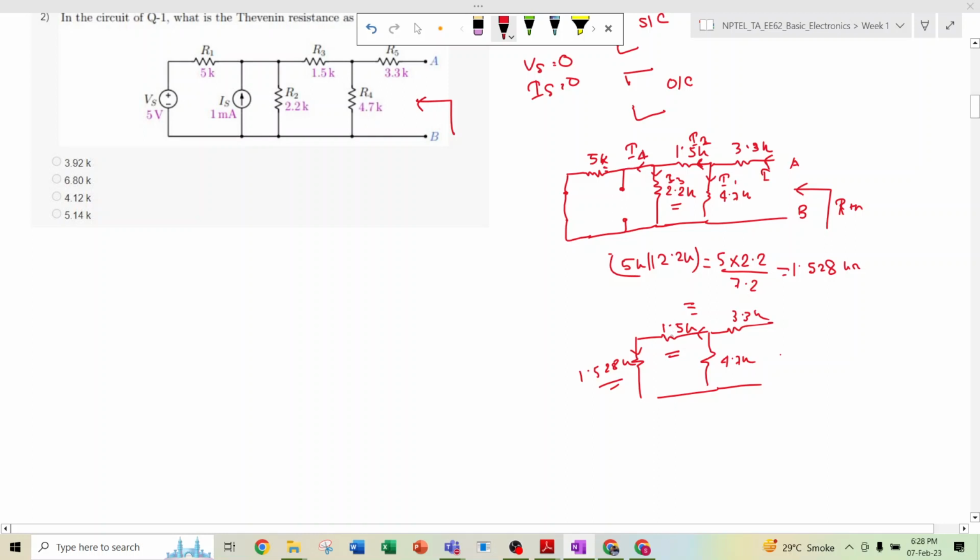And what is parallel? Parallel means if the voltage across two resistors is the same, then they are in parallel. So 1.5 plus 1.528, these two resistances are in series, and these two resistances are parallel with this 4.7 kilo ohm. So the equivalent resistance till this side we can write as 4.7 parallel with 1.5 plus 1.528.